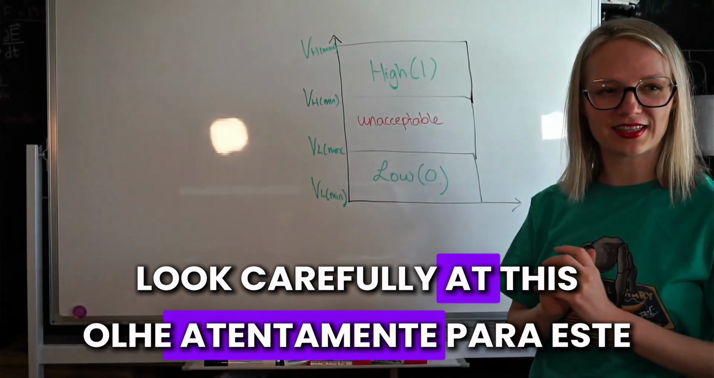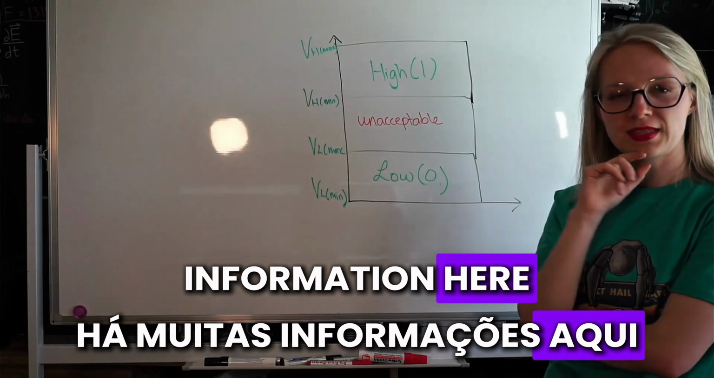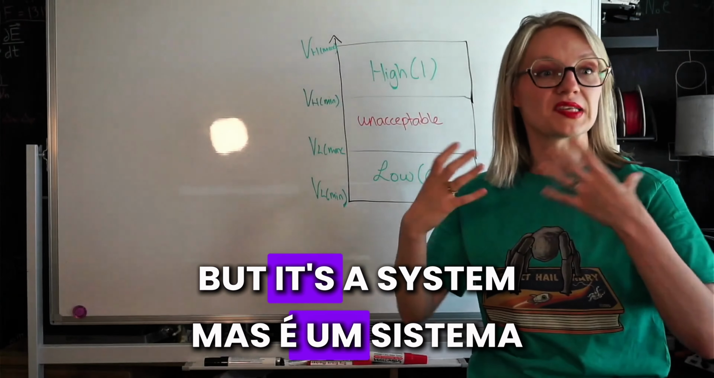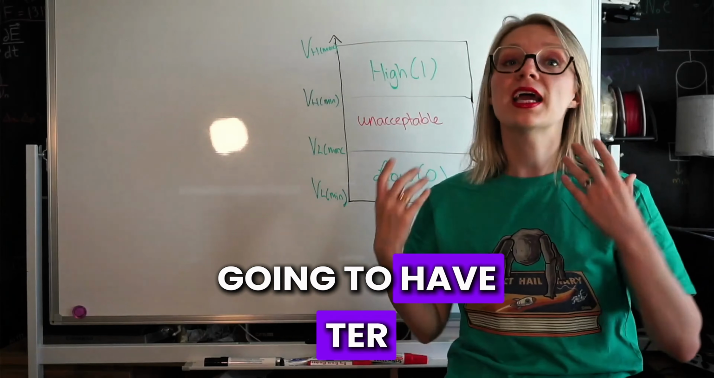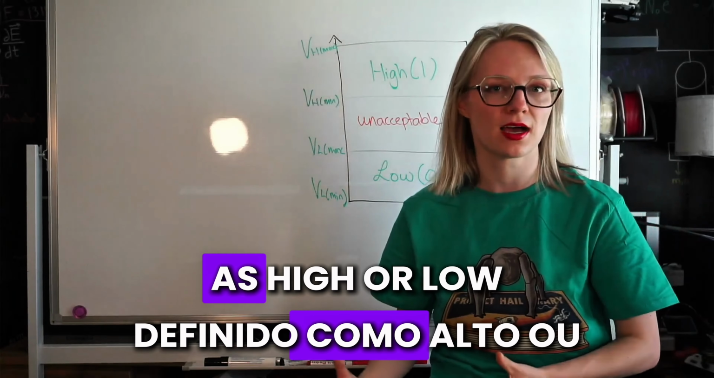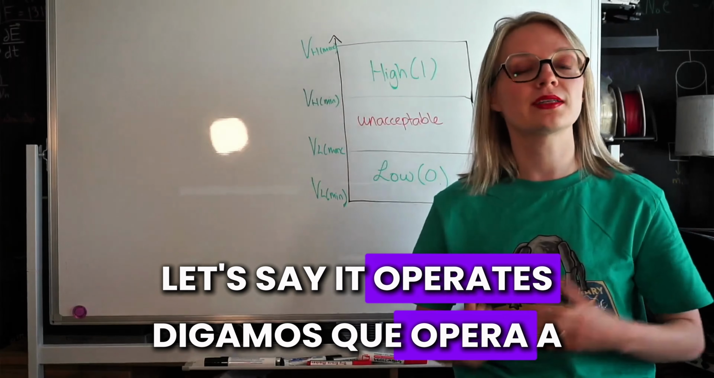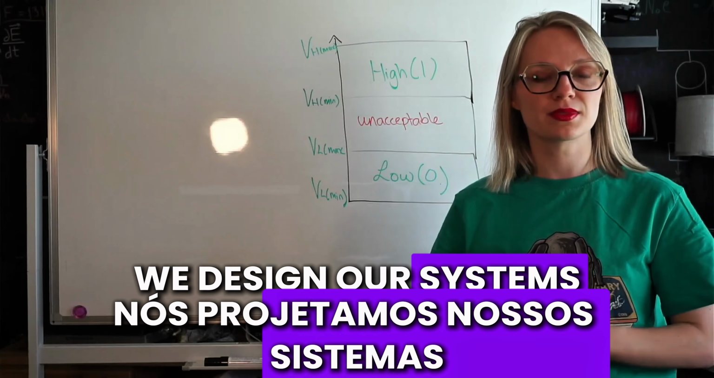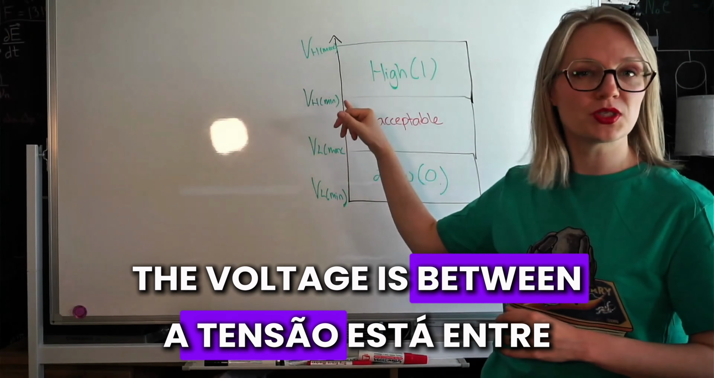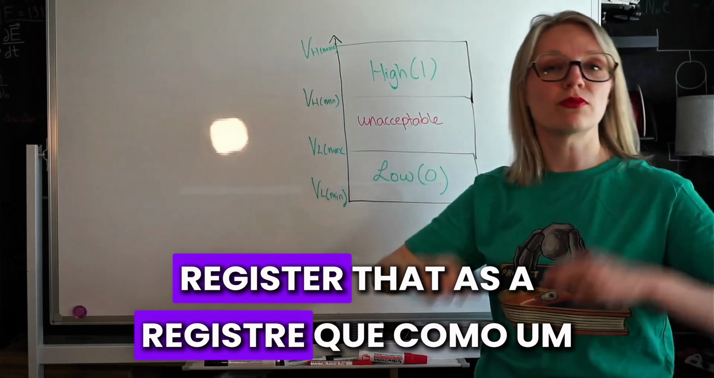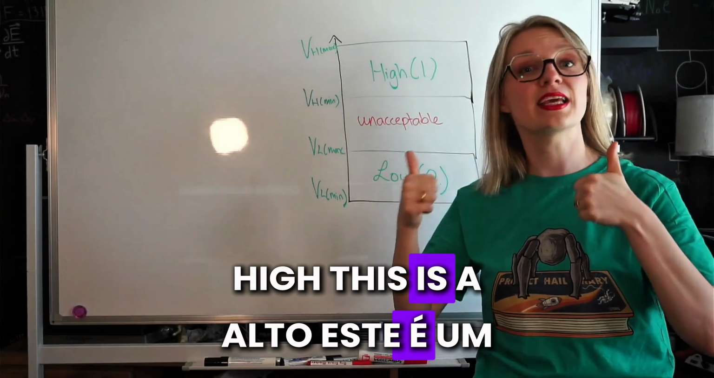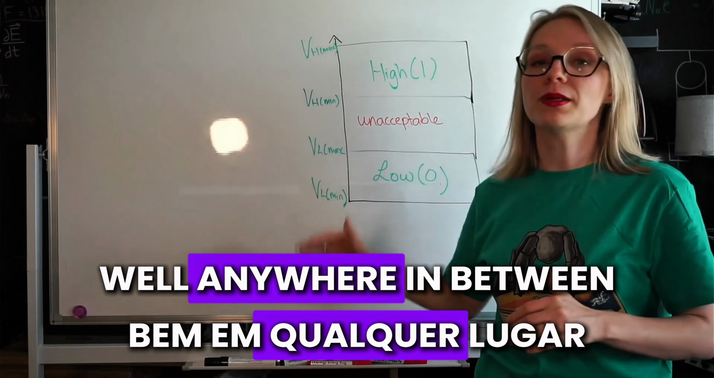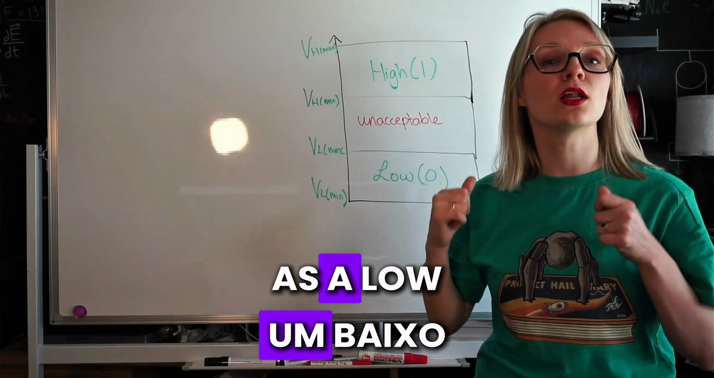I want you to look carefully at this graph. There's a lot of information here. Let's say I have a chip, a logic gate, and I know we're kind of jumping the gun, but it's a system that determines whether we're going to have a high or a low. But what is defined as high or low? Well, let's say it operates at 5 volts. And so we design our chip, we design our systems in a way that if the voltage is between 3.5 and 5 volts, register that as a high. This is a 1. What if the voltage is between 0 and 1.2 volts? Well, anywhere in that range, we will register that as a low, a 0.